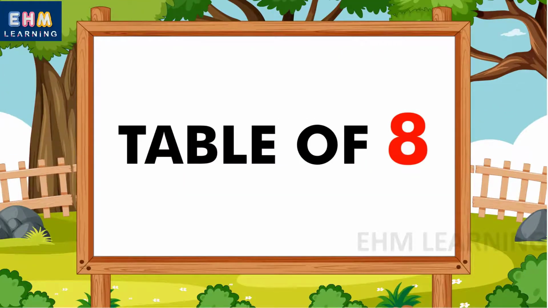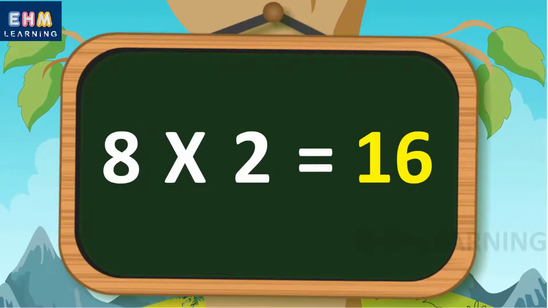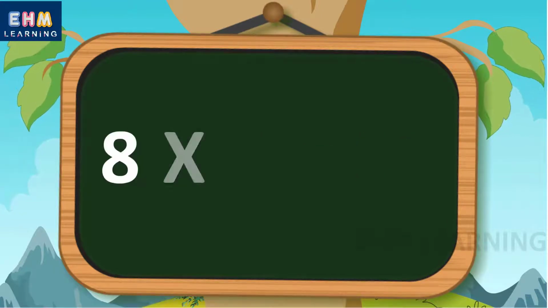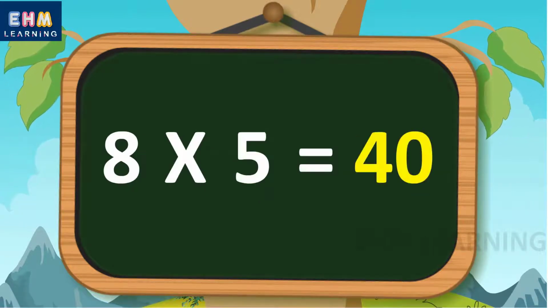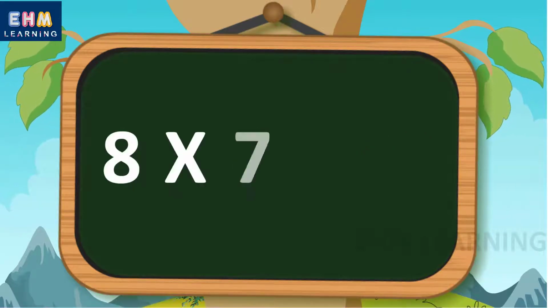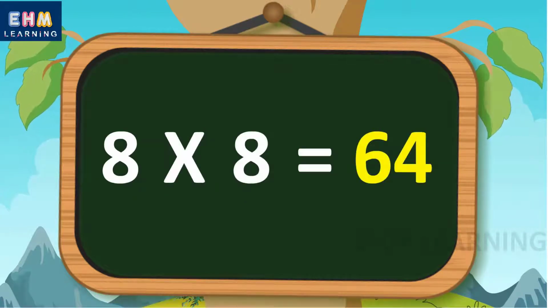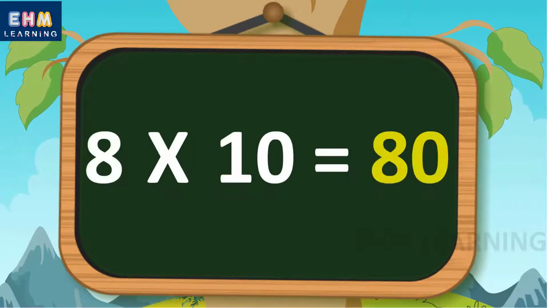Hello, children. Today we will learn table of 8. 8 1's are 8, 8 2's are 16, 8 3's are 24, 8 4's are 32, 8 5's are 40, 8 6's are 48, 8 7's are 56, 8 8's are 64, 8 9's are 72, 8 10's are 80.